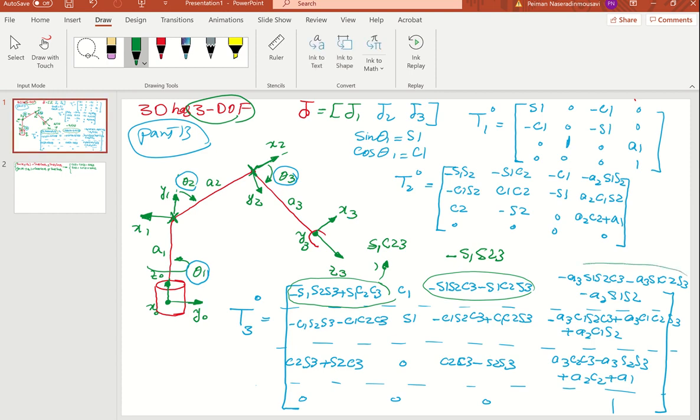Now look at this. I factor out minus A3 S1. Gonna be sine 2 cosine 3. That's right. Let me see. Yeah. So it's gonna be sine 2 cosine 3 plus cosine. It's gonna be the same. That's right. So this is gonna be minus A3 again S23. We got it.